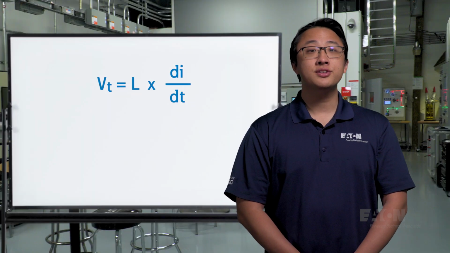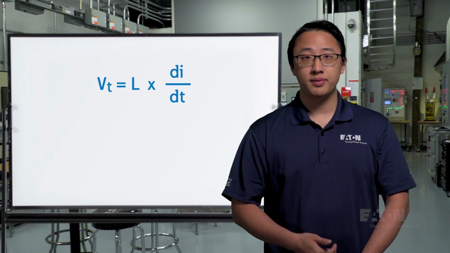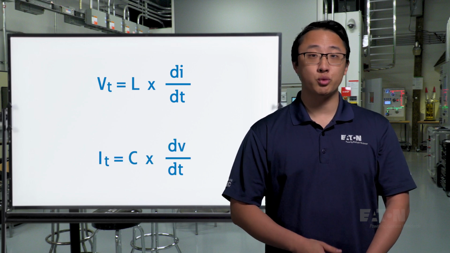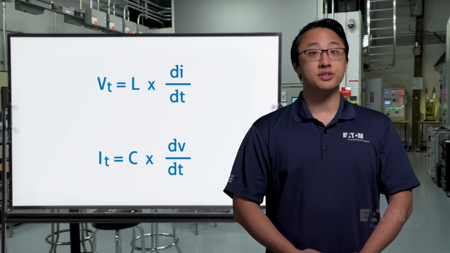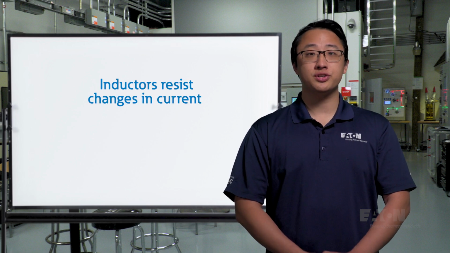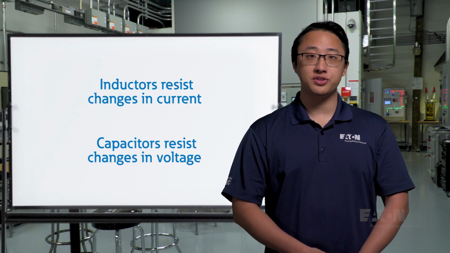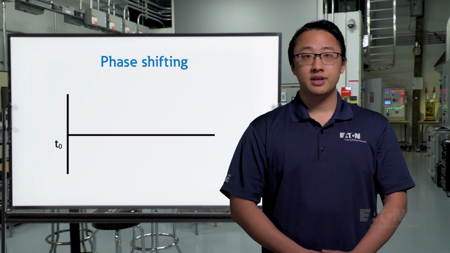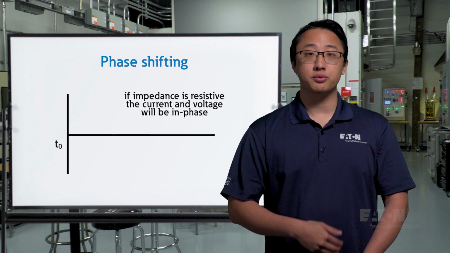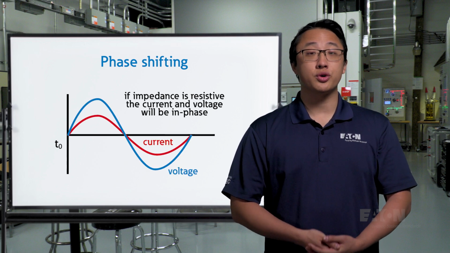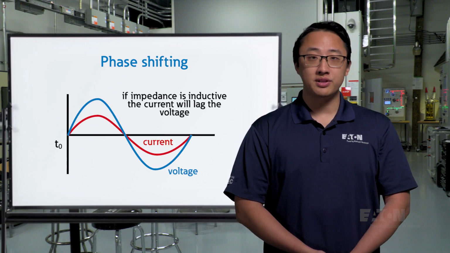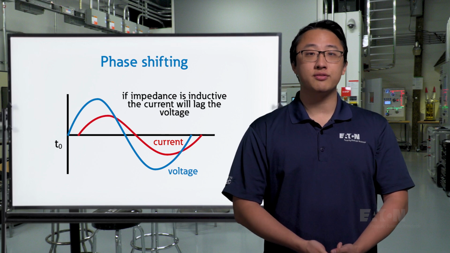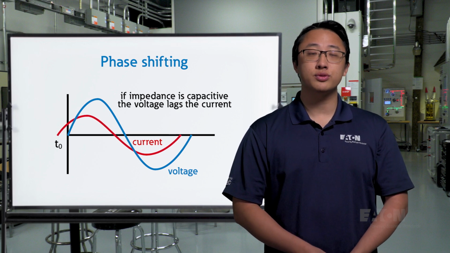Mathematically, inductance is related to the time derivative of current, and capacitance is related to the time derivative of voltage. To put it simply, inductors will resist changes in current, and capacitors will resist changes in voltage. A major consequence of this is phase shifting. If the impedance of a circuit is predominantly resistive, then current and voltage are in phase. If the impedance is inductive, the current will lag the voltage, and if it's capacitive, then voltage lags current.